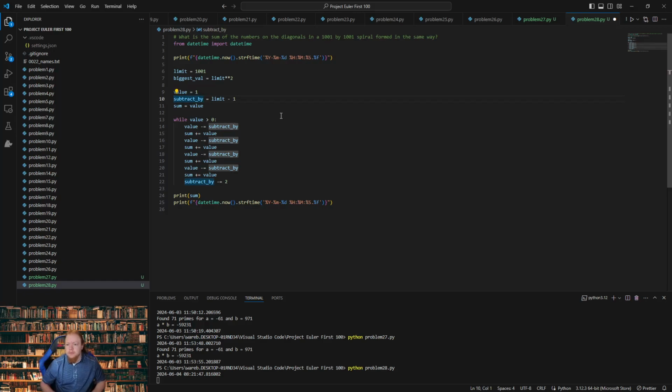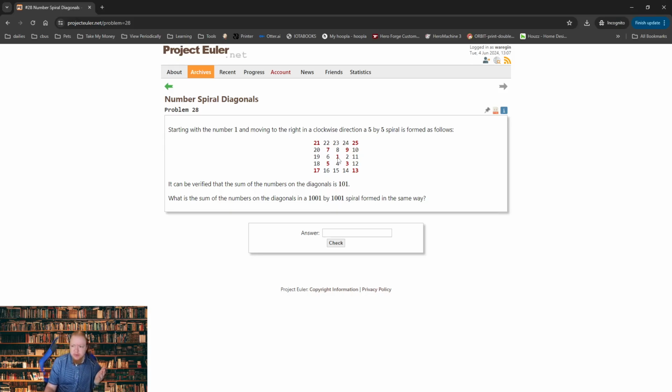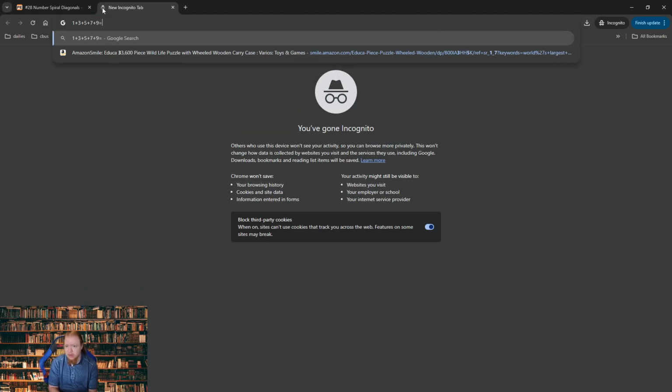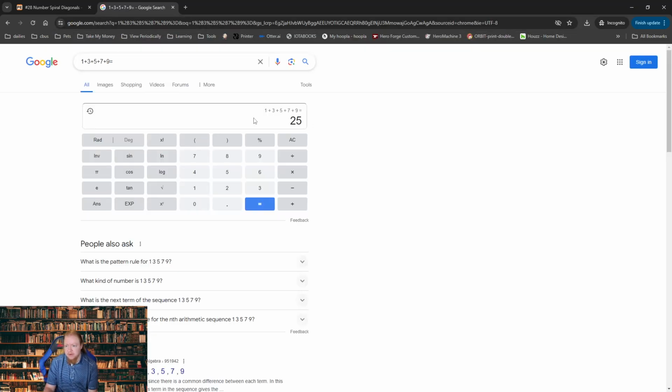So what is this pattern that I've come up with here? So obviously we start with 1, and then it's 4 for the 4 ones, plus 2 times 1, 2, 3, 4, 5, 6, 7, 8, 9. No. That doesn't quite work, does it? So 1 plus 2 times 4. Let's do a little bit of maths here. 1 plus 3 plus 5 plus 7 plus 9 equals 25.